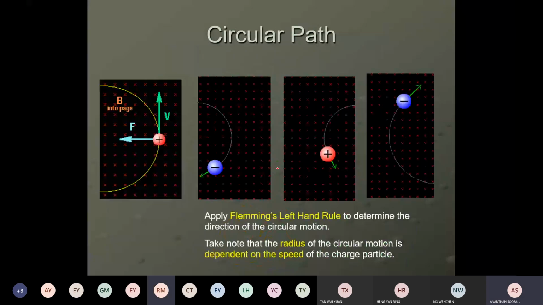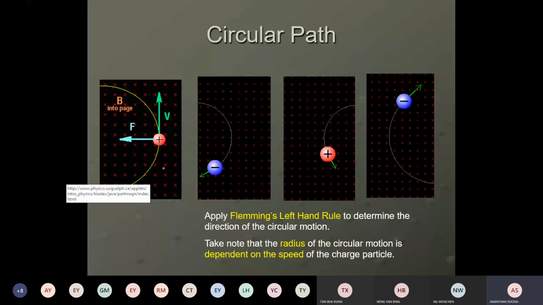So a positive charge will make a circular path, this path, correct? The magnetic field is into the page, the charged particle is moving up, use Fleming's left-hand rule, the force must be towards the left, so you make a circular path to the left. The same thing applies to all of them. Apply Fleming's left-hand rule to determine the direction of the circular motion. If the force is to the right, it makes a circular path to the right. If the force is to the left, it makes a circular path to the left.